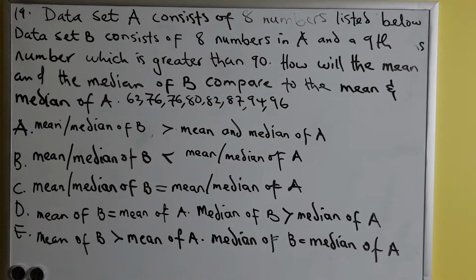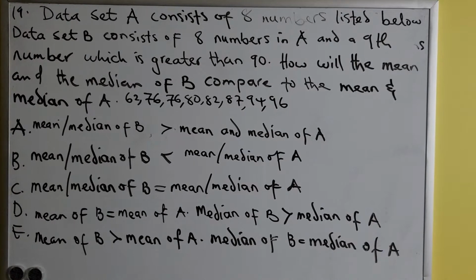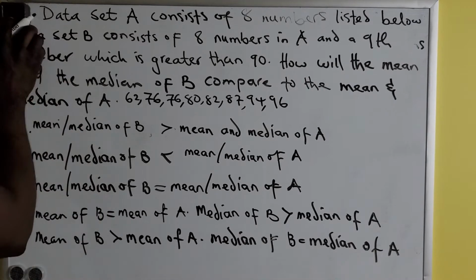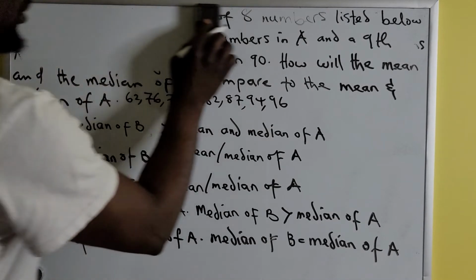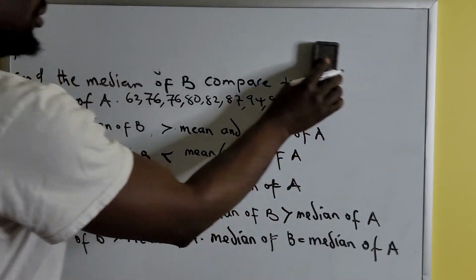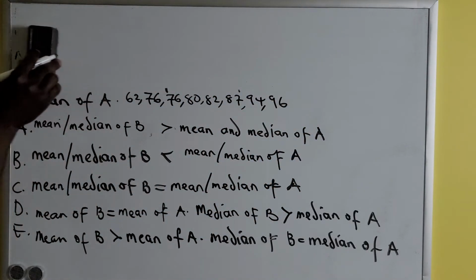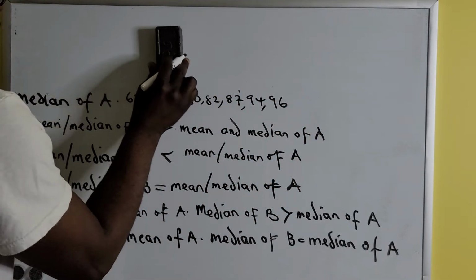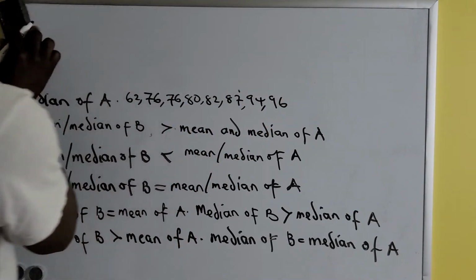So let's try it out. Let's prove it out. Let's find out what the real answer is here. We know what it's talking about. The ninth number for B is greater than 90. That's one thing we need to keep in mind.